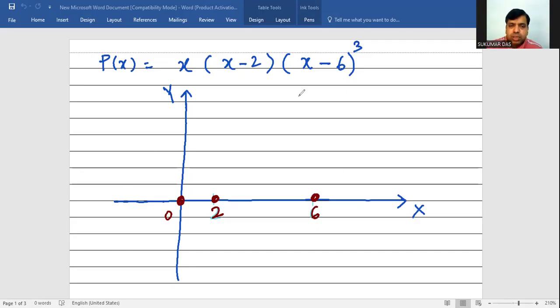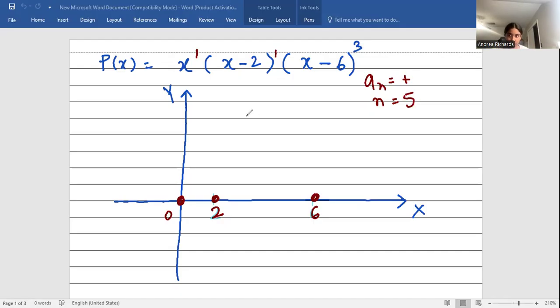Perfect. So what is the end behavior? The coefficient is positive and the multiplicity is odd. No, don't say multiplicity, you have to say degree. Adding all the multiplicities, you will get the degree. So I have to add 1 plus 1 plus 3? That is 5. So the degree is 5.